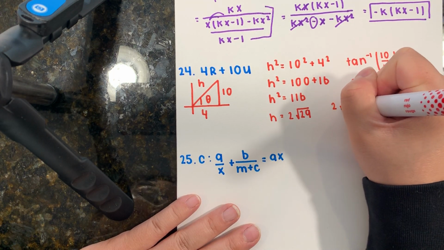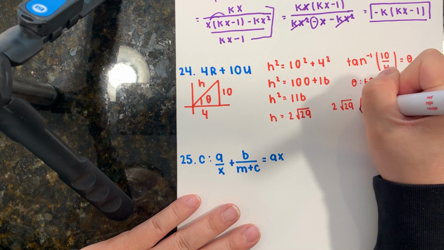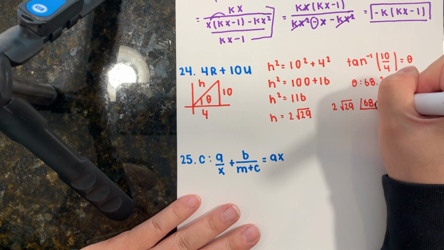So your answer is just going to be 2 root 29. And your angle is going to be 68.20.